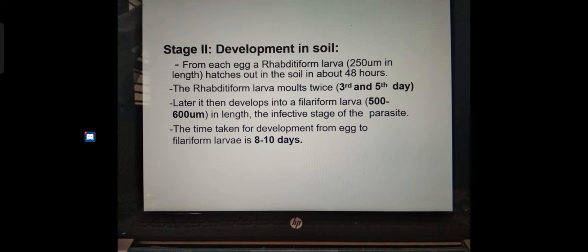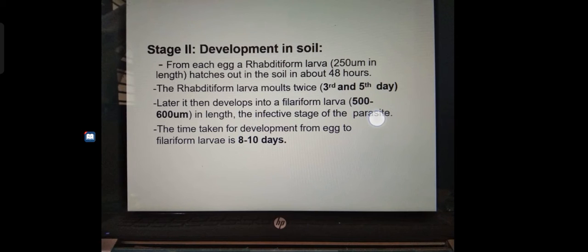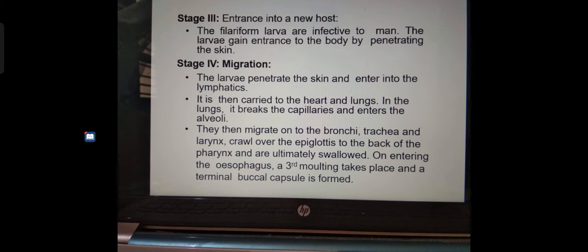We have already discussed that the filariform larva is the infective agent, and the rhabdiform larva will hatch out after 48 hours and form the filariform larva. The development occurs in soil, and a man who is not wearing any protection, who is barefooted, becomes a new host. From the barefooted person, the filariform larva will enter into the skin, which is the infected domain.